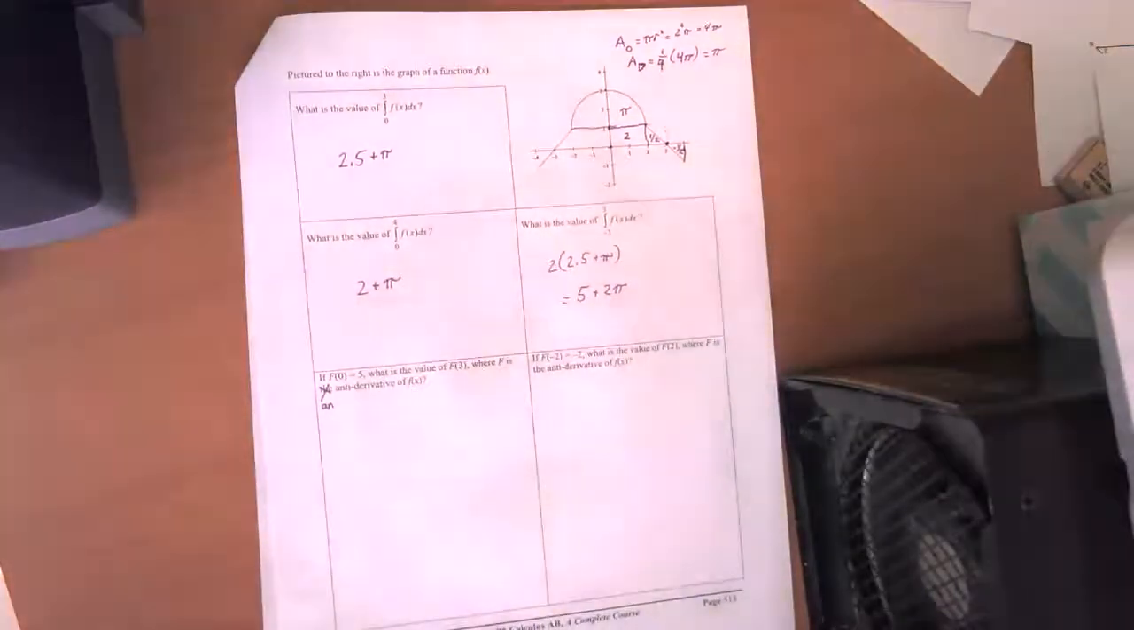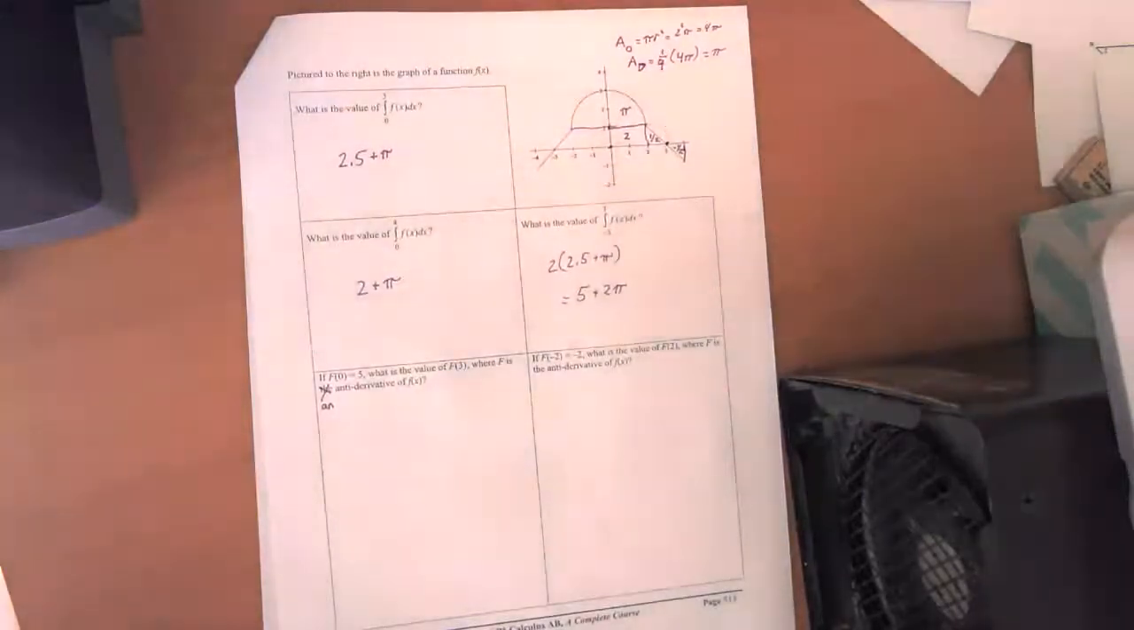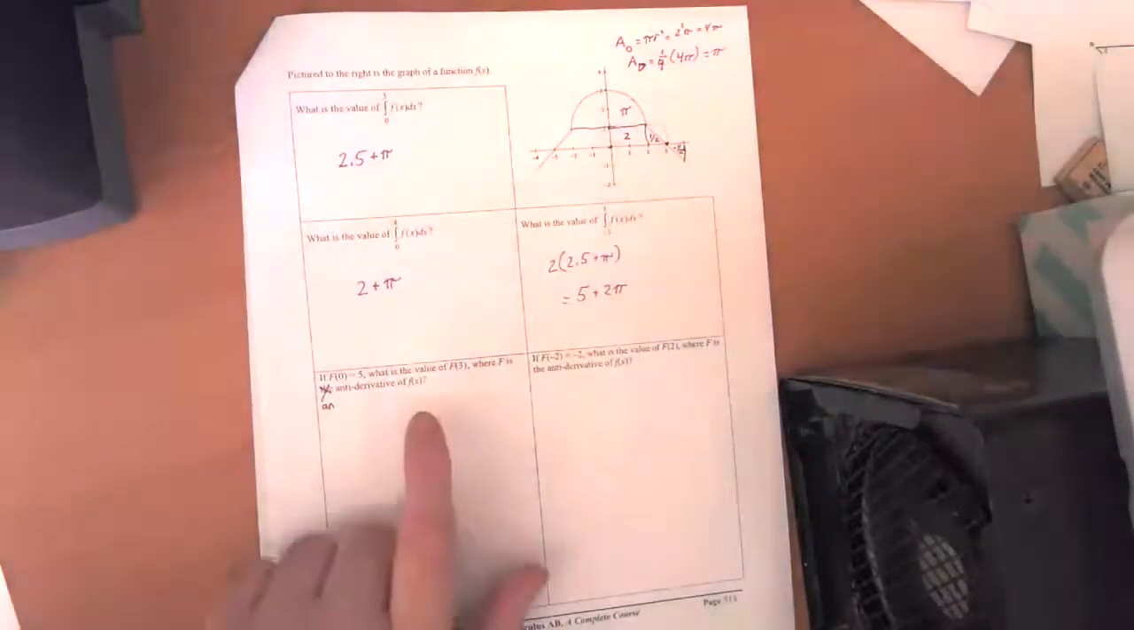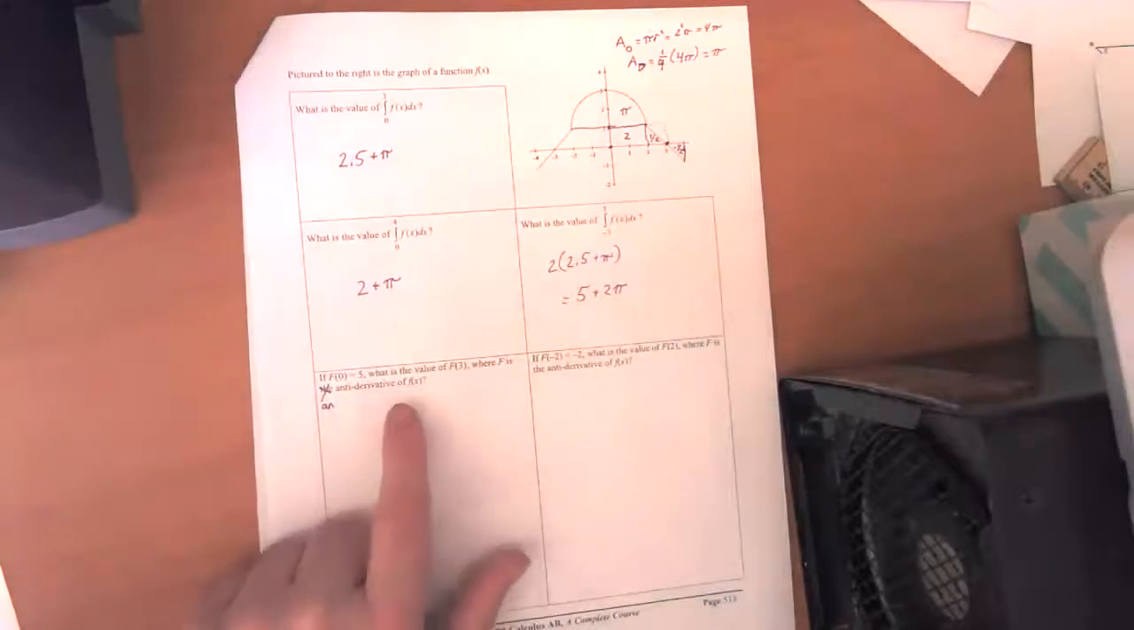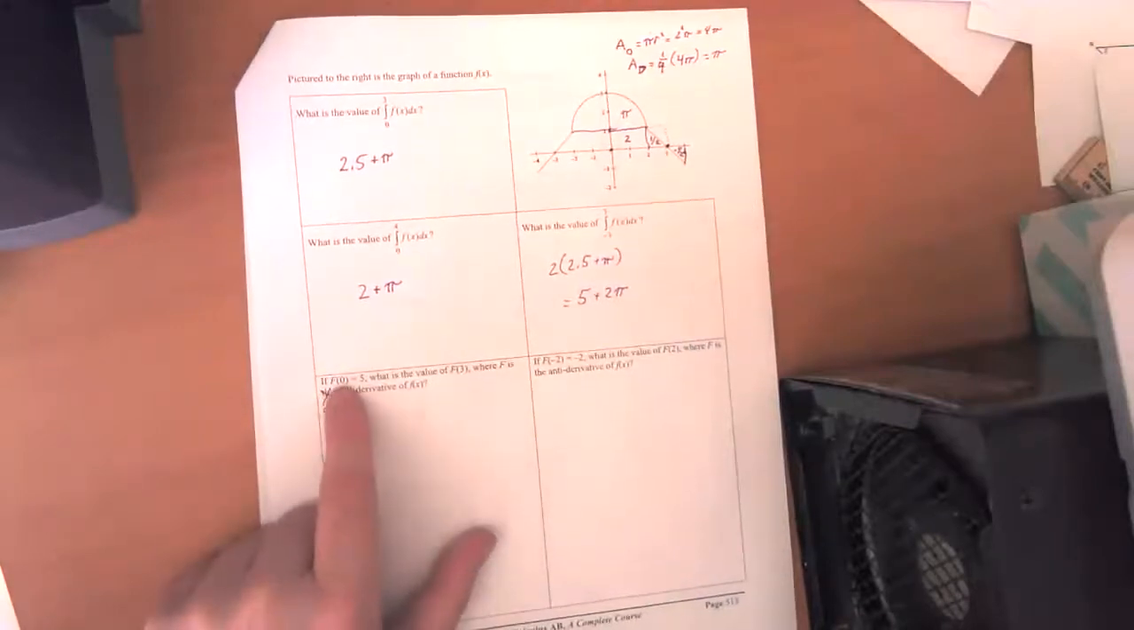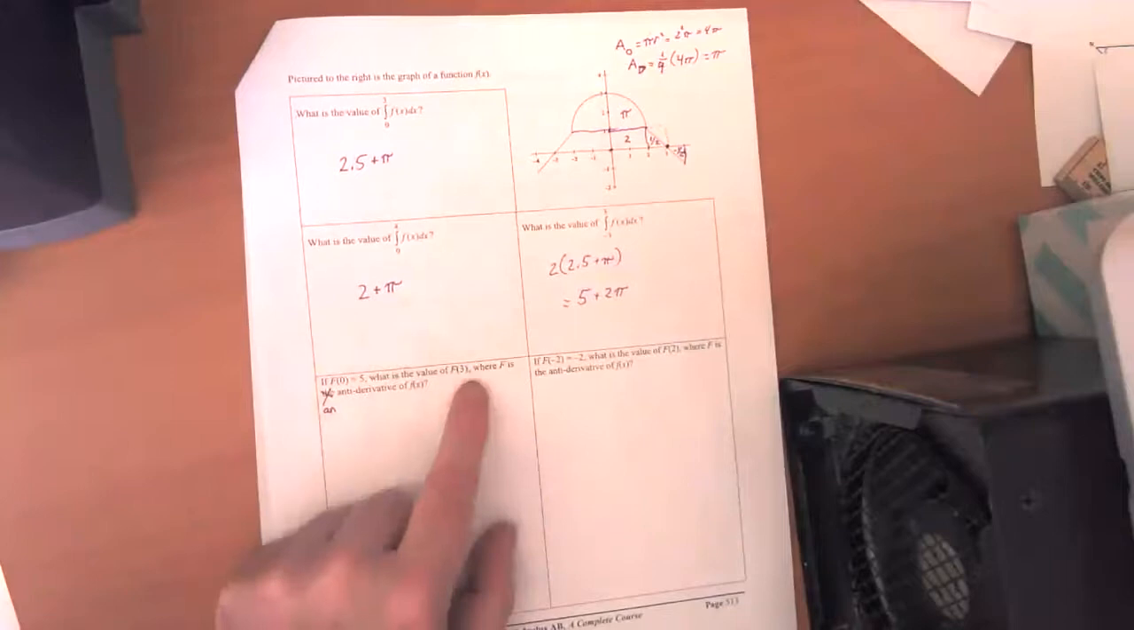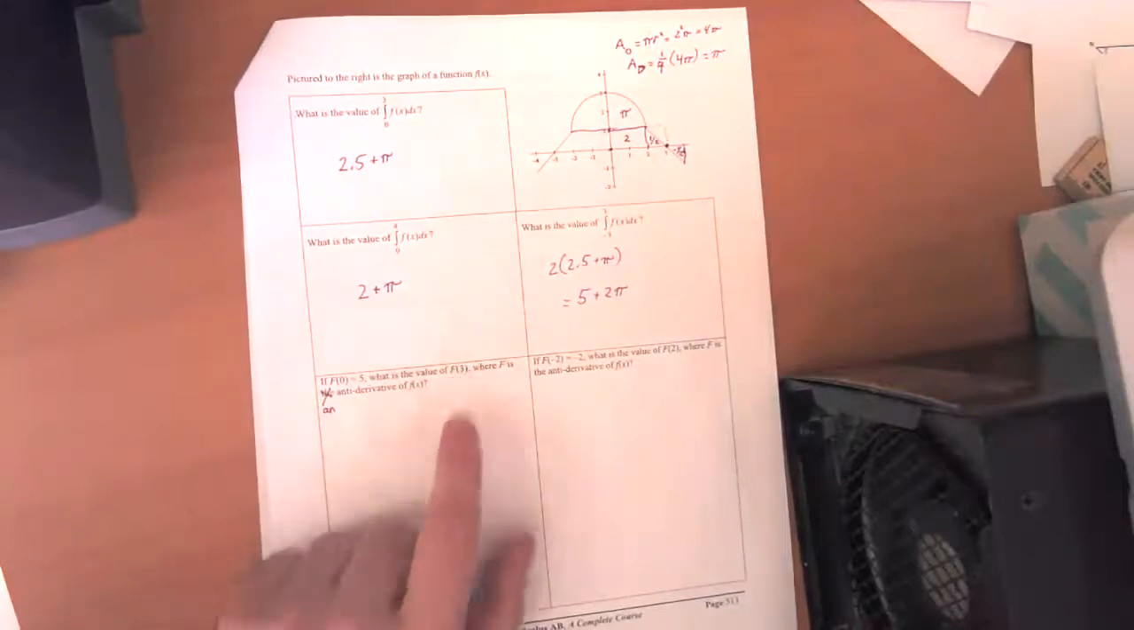It's not the only one. Remember, we've always put that plus c in our antiderivatives because there are an infinite number of antiderivatives. But this is the antiderivative where big F of 0 is equal to 5. And so they want to know what big F of 3 is equal to.